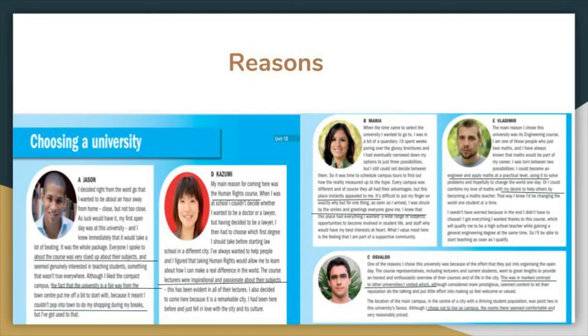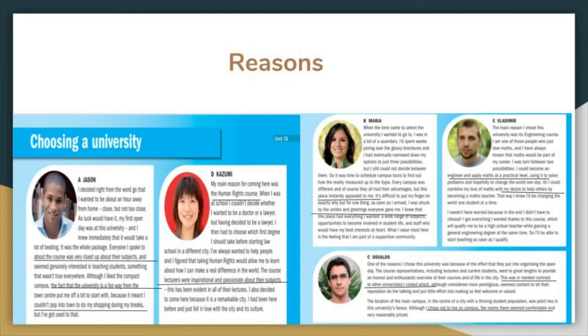Okay, now is number 5, and it's letter C. The question says that the person chose not to live in student accommodation even though he or she was impressed by it. And that is letter C, because in the last paragraph it says, although I chose not to live on campus, the rooms there seem comfortable and very reasonably priced. So that's the key idea.